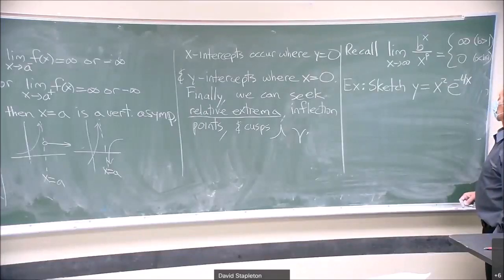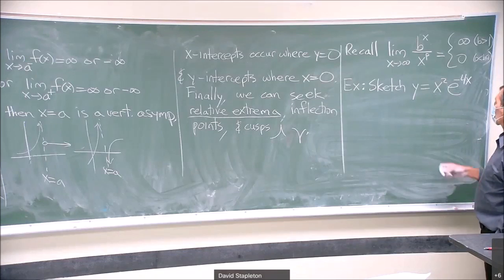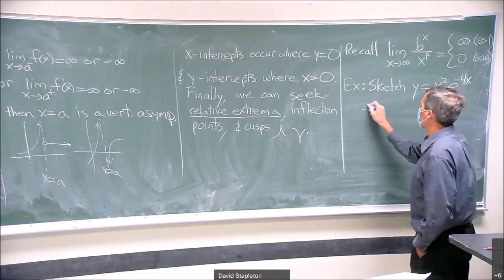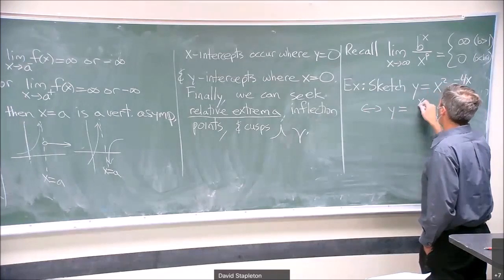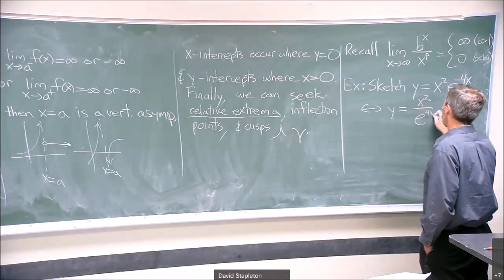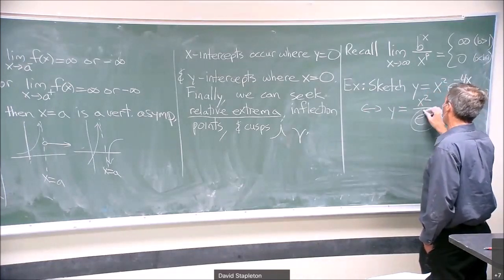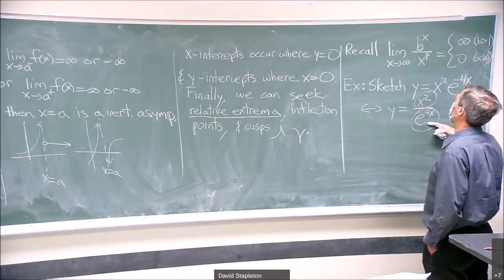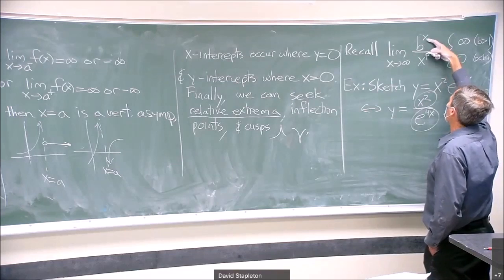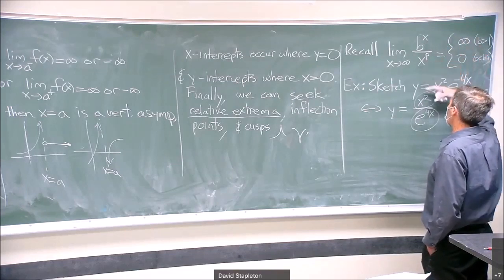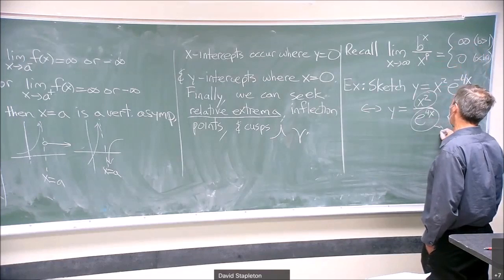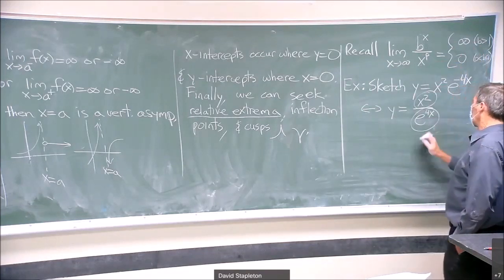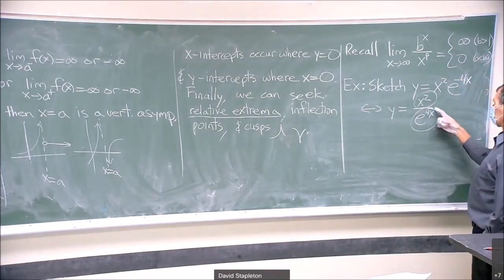Suppose I want to sketch this function with a polynomial times an exponential. What do I know immediately? I could rewrite this equivalently as y equals x squared over e to the 4x. And say this goes to infinity much faster than any power of x because it's an exponential with base greater than 1. And so if the exponential climbs to infinity faster than the power of x, then with this tending to infinity faster on the bottom, this limit will be 0.